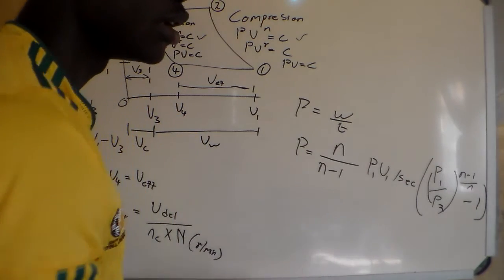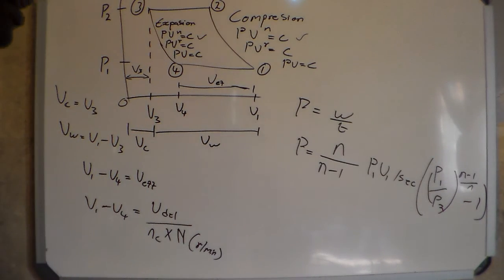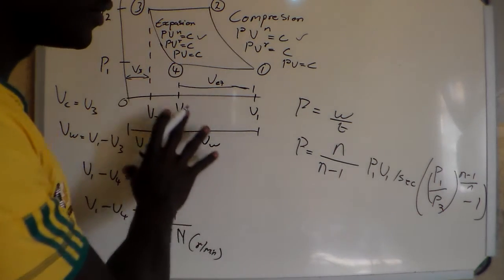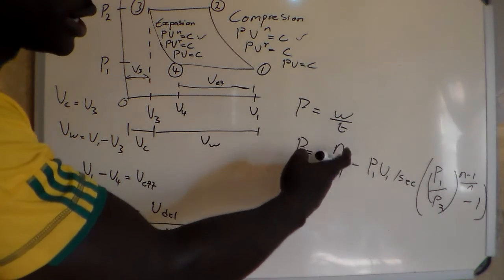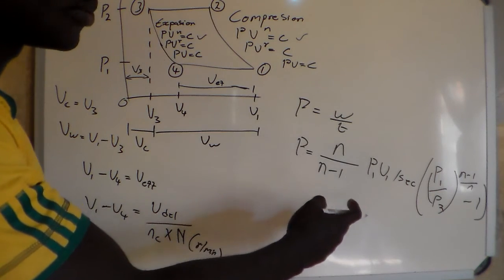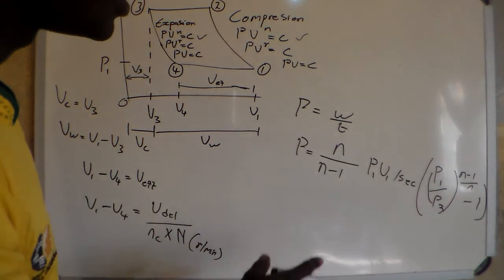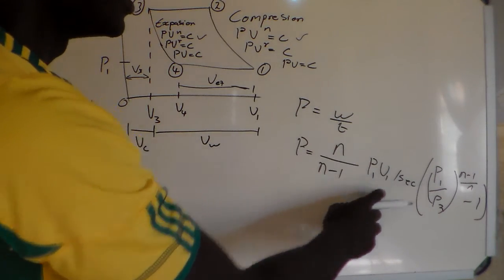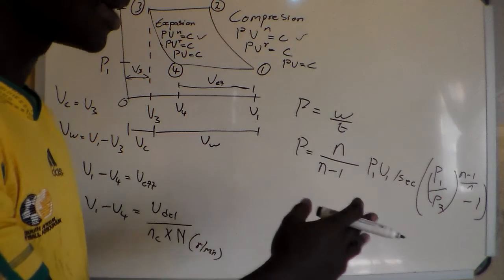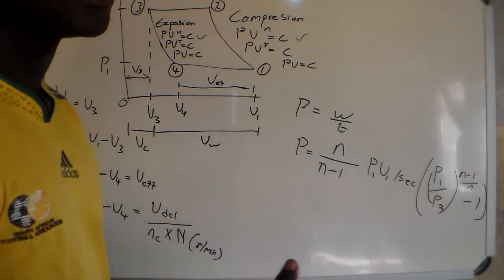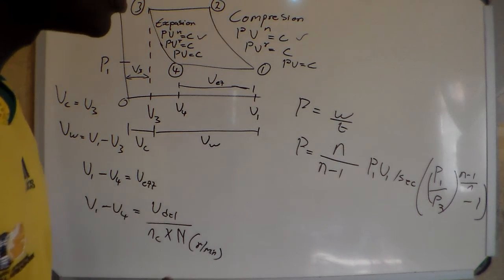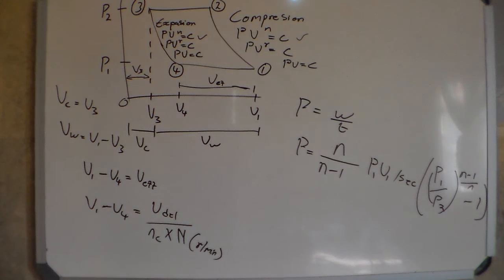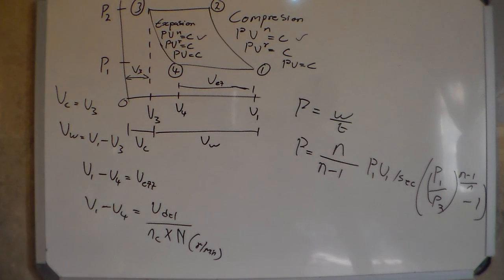Then this formula we use to calculate the power of the compressor. So the power of the compressor is equal to the index n divided by the index minus 1, multiplied by pressure 1, multiplied by volume 1 per second. If this volume 1 is given per minute, we divide it by 60 to convert minutes to seconds, and then it's pressure 2 divided by pressure number 1.